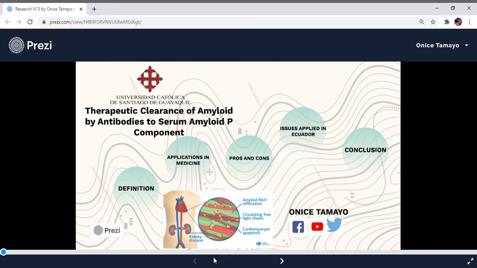Hi, my name is Onice Tamayo, and right now I'm going to talk about therapeutic clearance of amyloid by antibodies to serum amyloid P component.